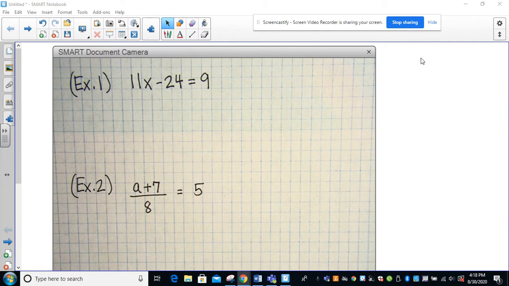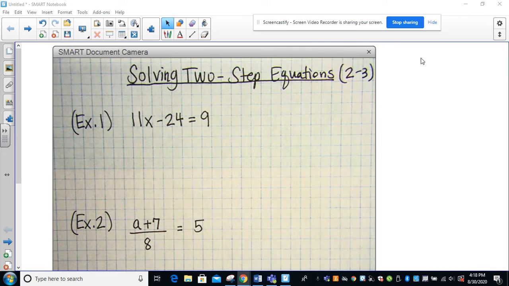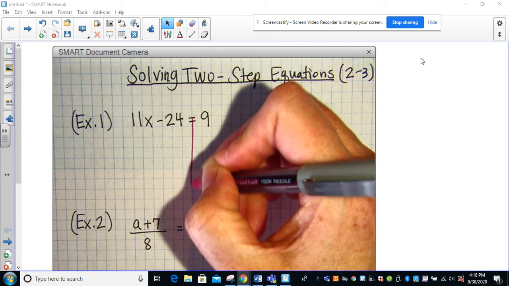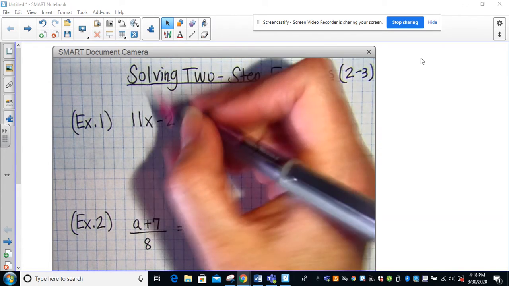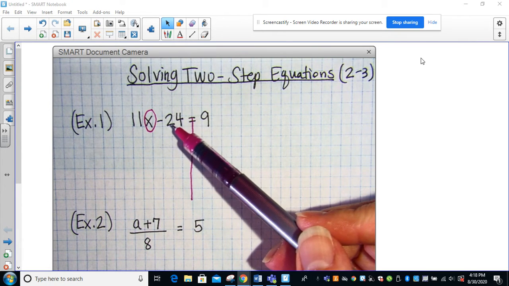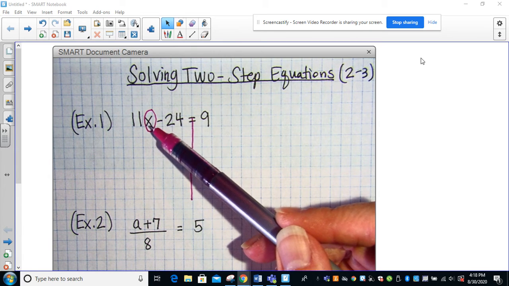So I'm going to review some two-step equations, solving two-step equations. Example 1, if it helps, put a line to separate the sides where the equal sign is. So what we're trying to do is get x by itself. So what we're going to do is get rid of the number that's farthest away from x first.